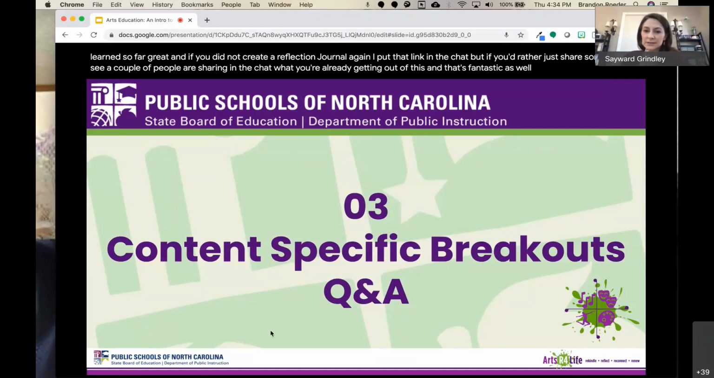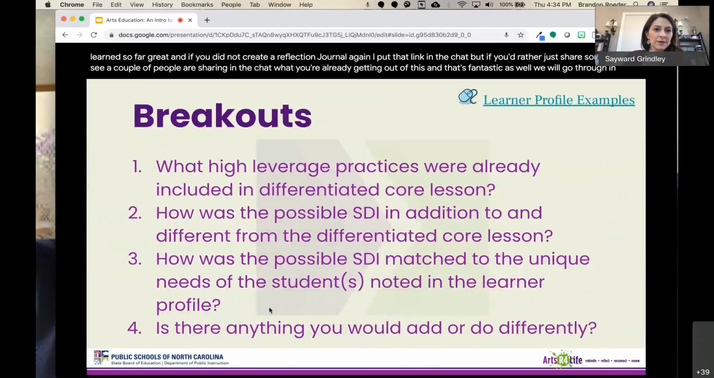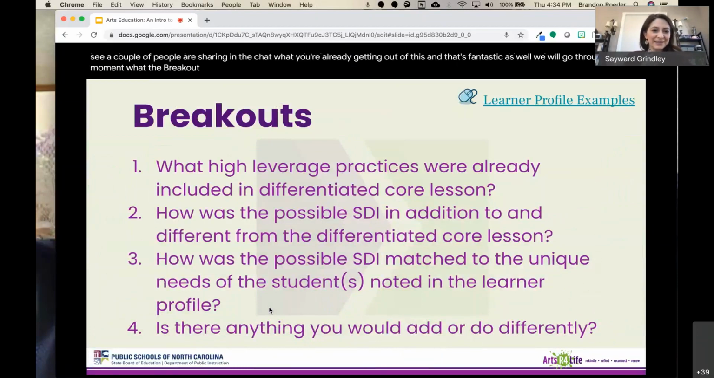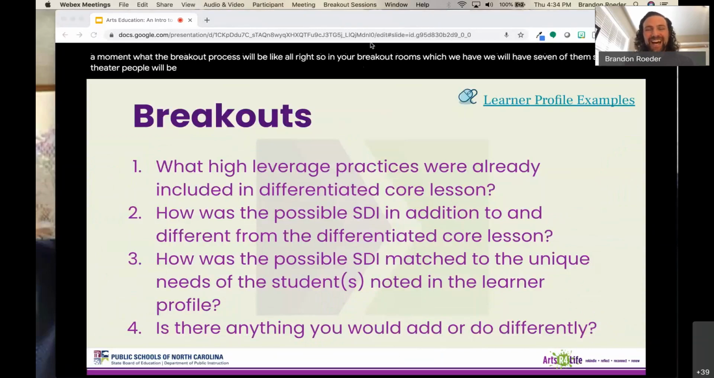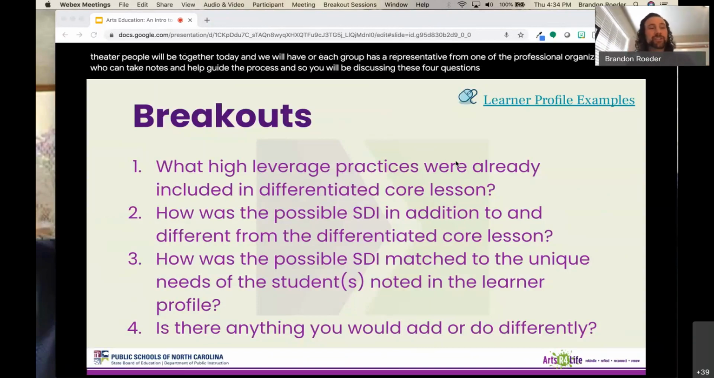We will go through in just a moment what the breakout process will be like. In your breakout rooms, which we will have 7 of, all the theater people will be together today. Each group has a representative from one of the professional organizations who can take notes and help guide the process.